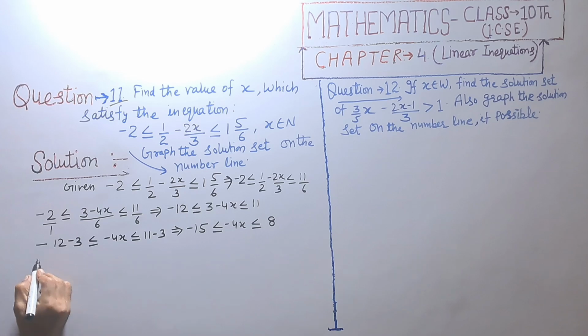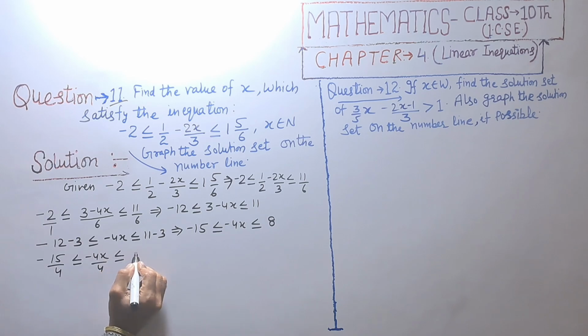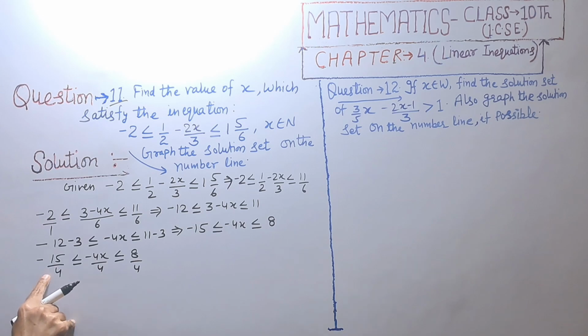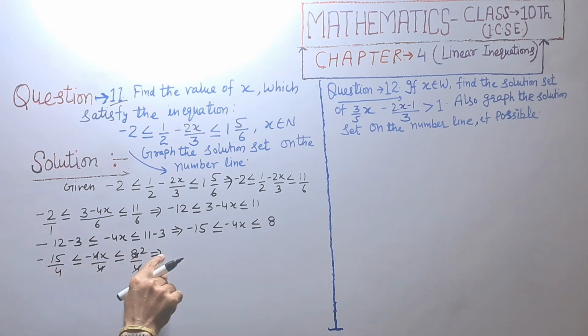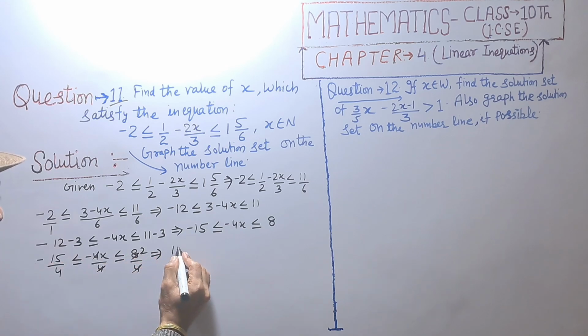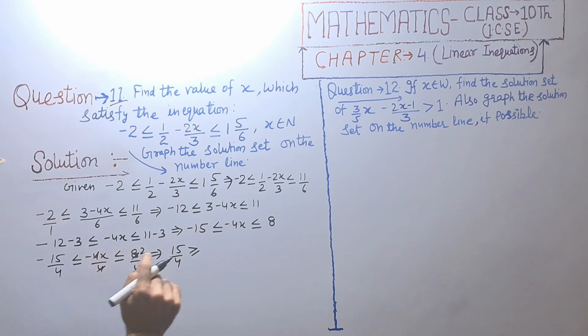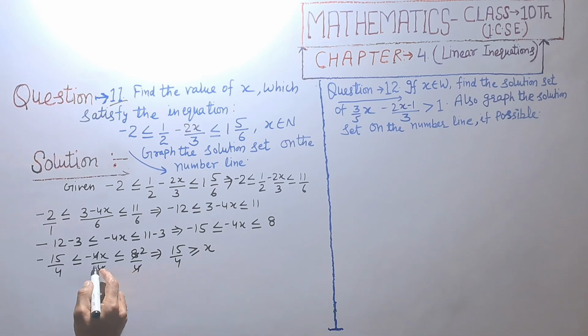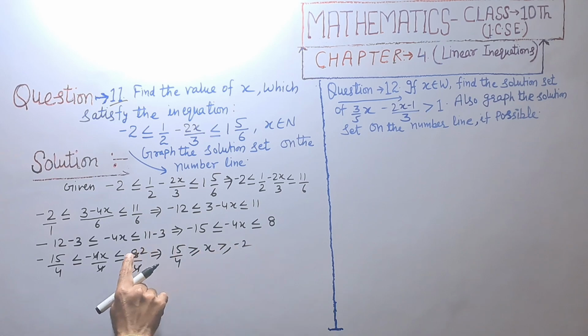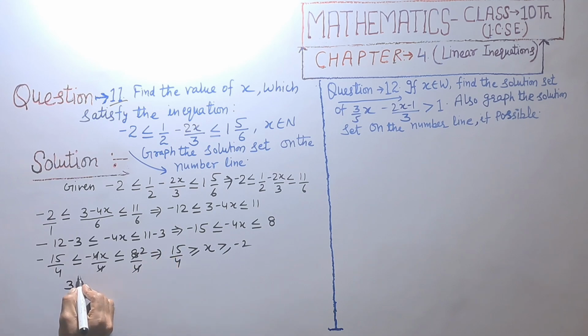Dividing by 4, -15/4 ≤ -4x/4 ≤ 8/4. Multiplying by a negative sign on both sides, the inequality signs change: less than or equal to becomes greater than or equal to, so x ≥ -2 and the positive 15/4 becomes negative. 15 upon 4 means 3 fours are 12, so 3 3/4 ≥ x ≥ -2.